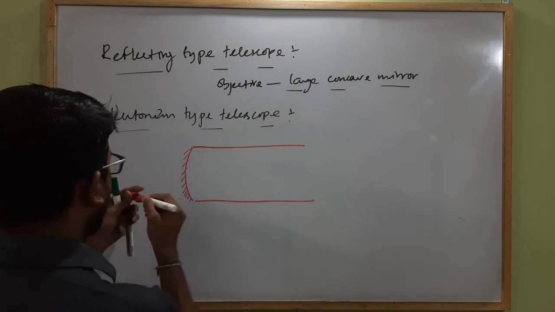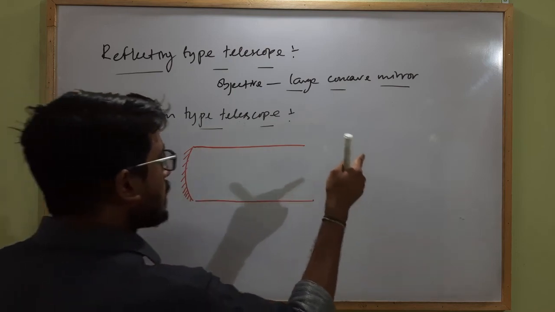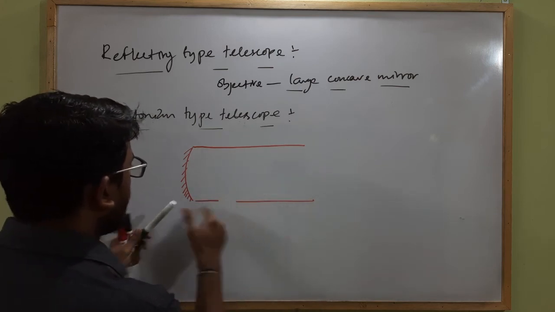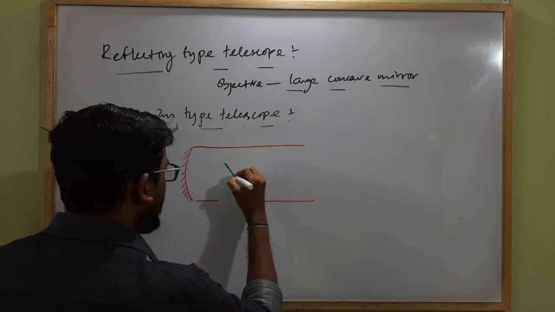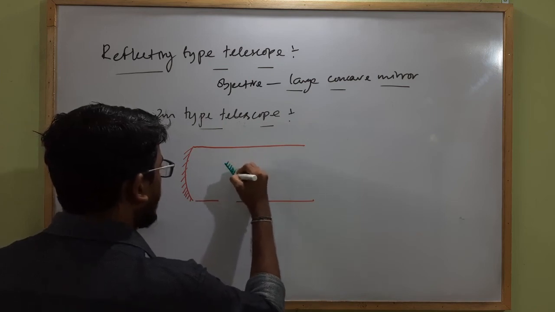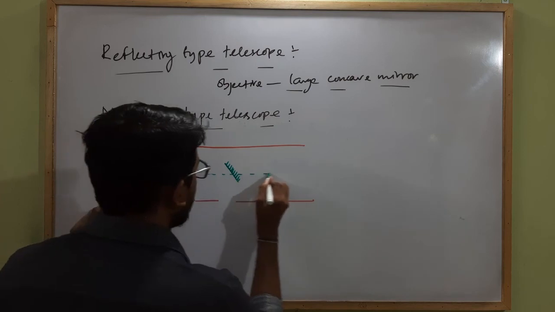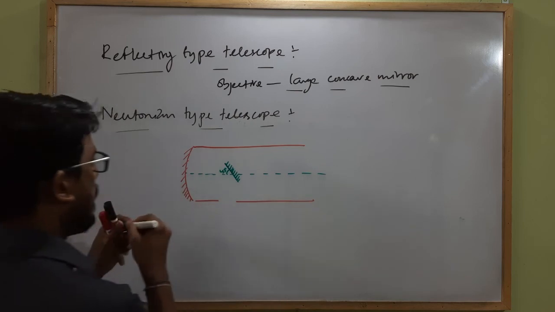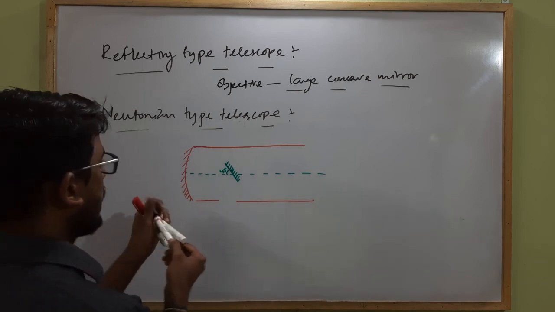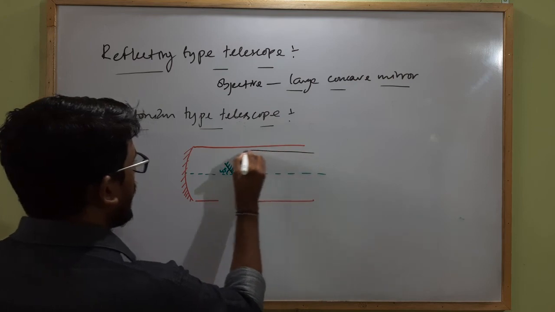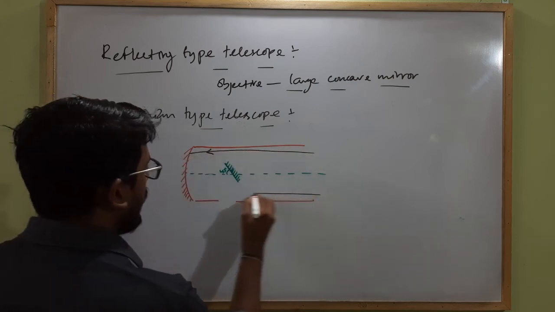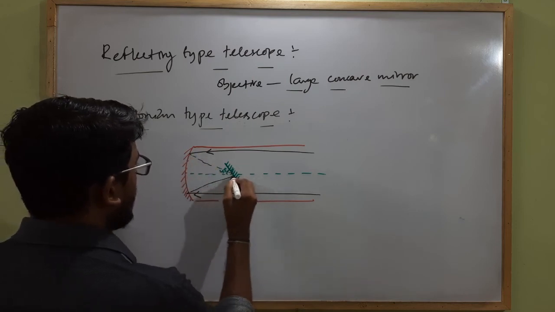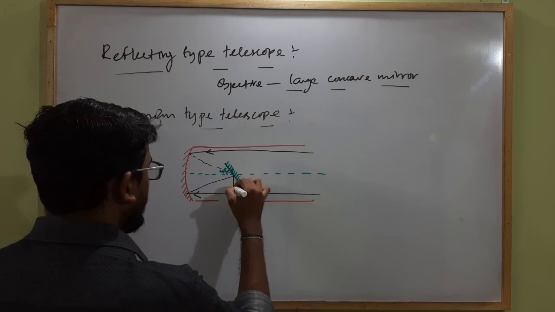In front of the concave mirror, in place of a convex mirror as in the Cassegrain type telescope, here there is a very small plane mirror which is inclined at an angle of 45 degrees to the axis of the tube. As the incident rays are coming parallel to the principal axis of the concave mirror, after reflection the rays will move towards the focus and they will get reflected by this plane mirror and move along this direction.